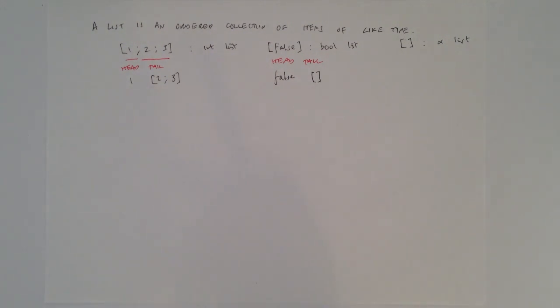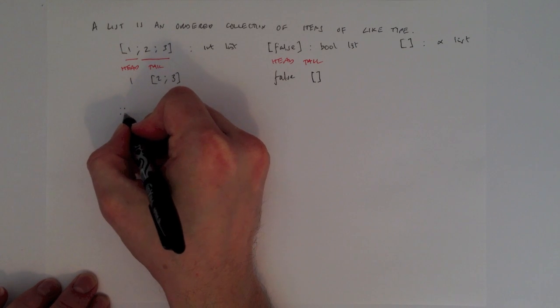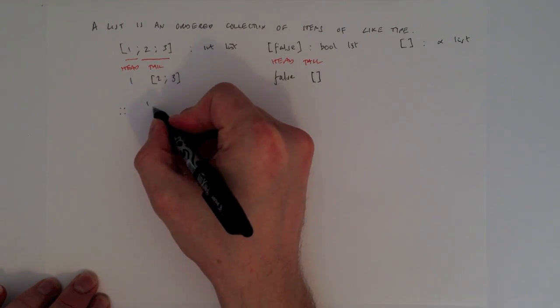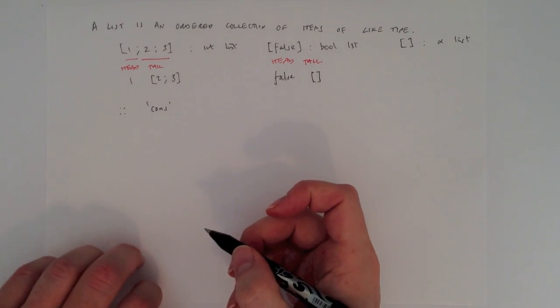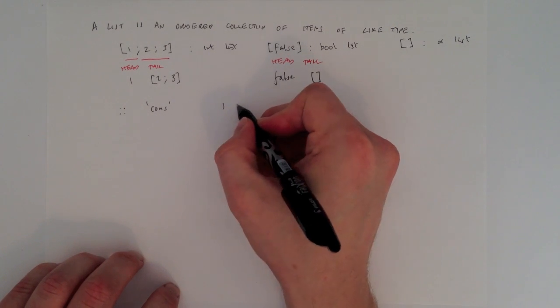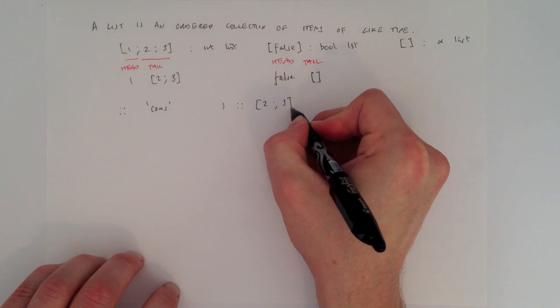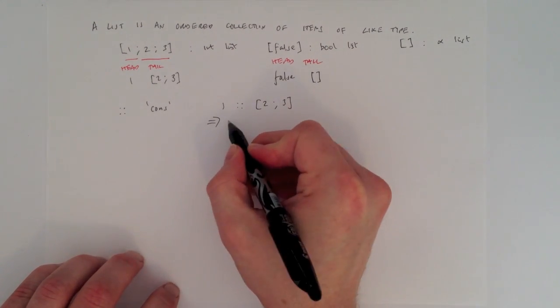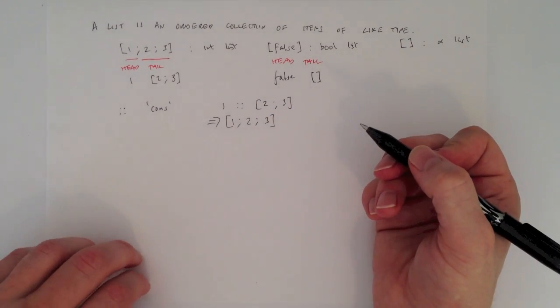How can we construct these lists rather than just write them down? Well, OCaml has a couple of built-in operators for this. The first is the double colon, which for historical reasons is called cons, and this is used to attach a single element onto the front of an existing list. So if I write 1 cons the list containing 2 and 3, that will evaluate to the list containing 1, 2 and 3 in that order.